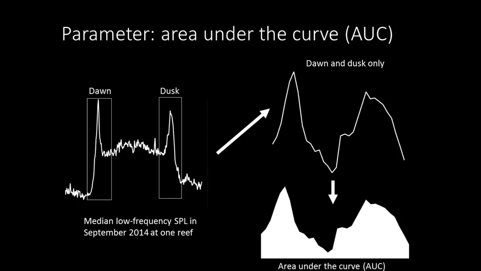So what I'm showing you here, just for illustrative purposes, is the median low frequency sound pressure level for 1 month at one reef. And what we can do is zoom in on this dawn and dusk crepuscular period, stitch it together, normalize it so the low point is at zero, and then integrate the space under that curve, so compute the area under the curve. That gives us a lot more fine-scale detail about the various nuances of how sound production might change over the course of the crepuscular period. And so that's exactly what we did.